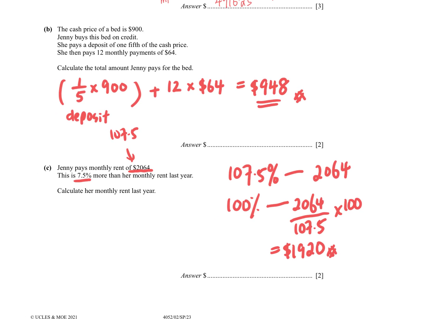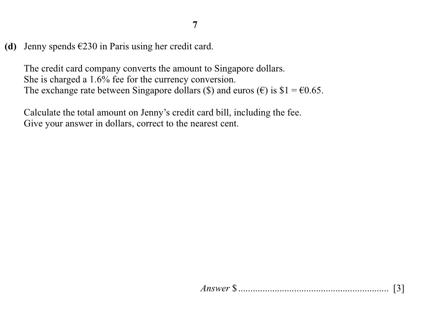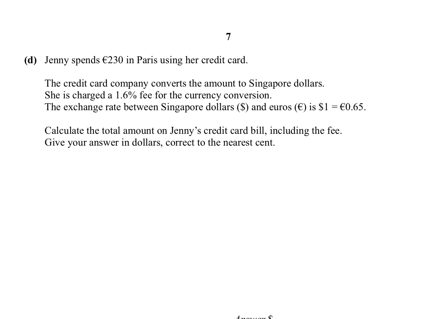Okay, so this page is still not so bad. Some of you lose some marks here and there. But this one, this is my exchange rate. This is 230 euro, and then I want to find out how many Sing dollars this is. So I divide by 65 cents to find how many Sing dollars that will represent.